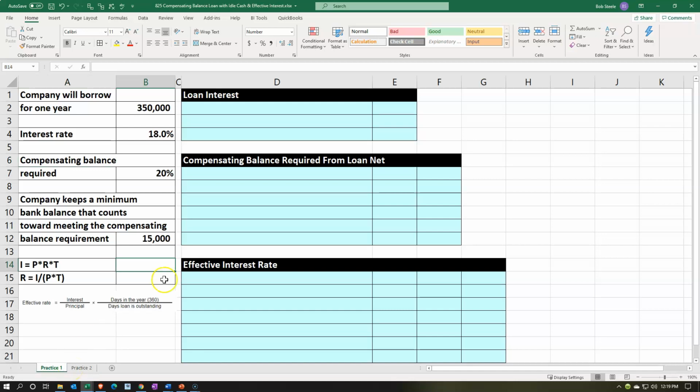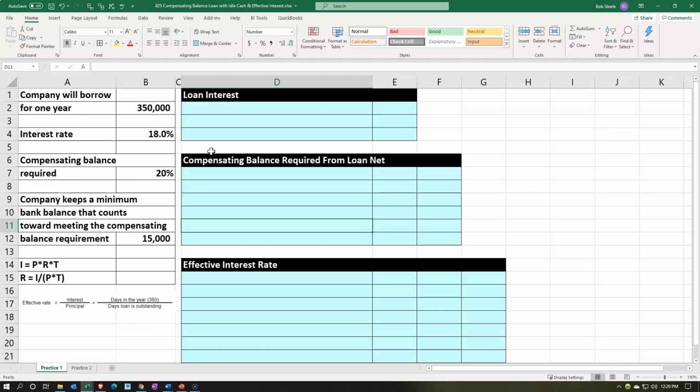In the first tab, the basic scenario is this. We're looking for a loan. We want a loan of $350,000, and the bank is basically saying, because of some risk factors or whatnot, we're going to require a compensating balance. A compensating balance is one thing that a bank could do to alter the terms of the loan, maybe to mitigate the risk on their side.